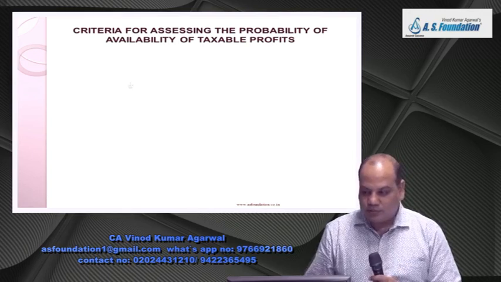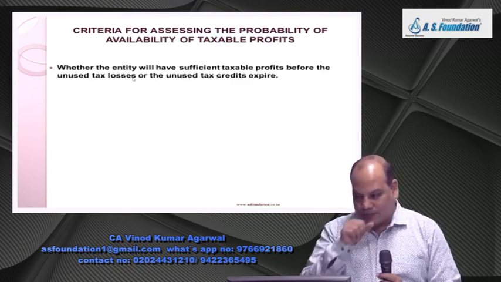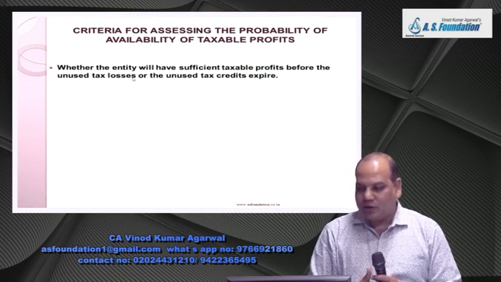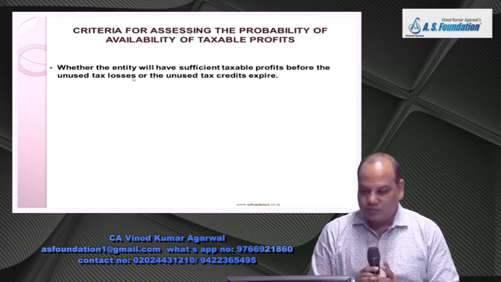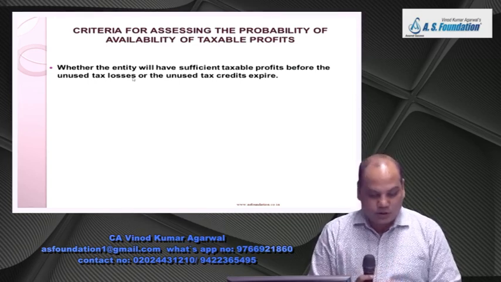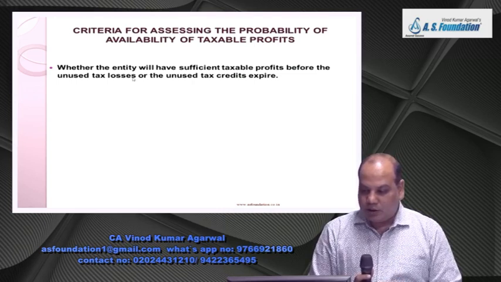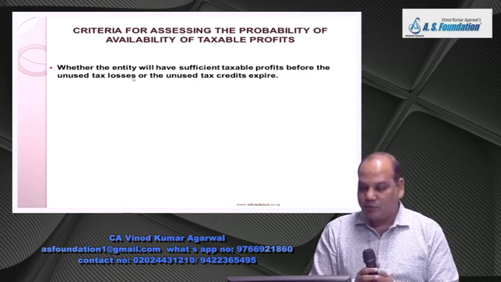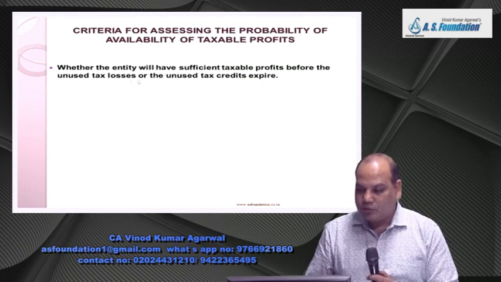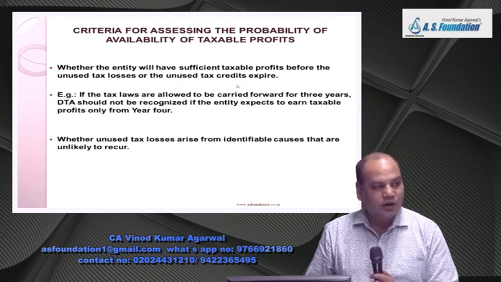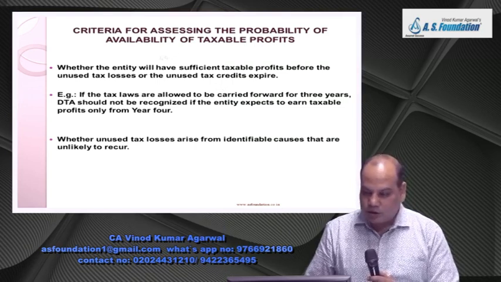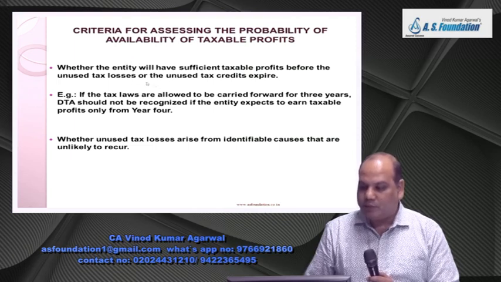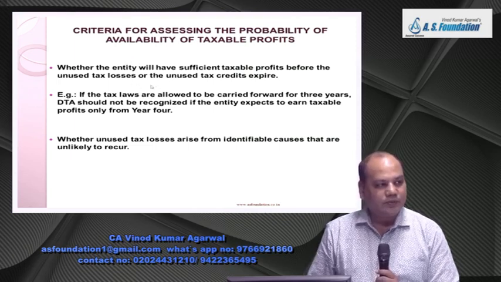My topic is recognition of DTA. DTA is recognized when there is TTD or sufficient taxable profit in future. Next is whether the entity will have sufficient taxable profit before the unused tax losses or unused tax credit expires. Okay. Next thing we have to check, whether we will generate enough profit against which the loss can be set off.